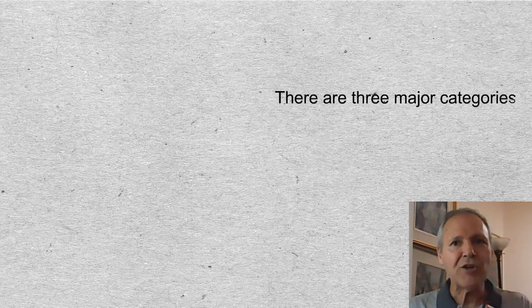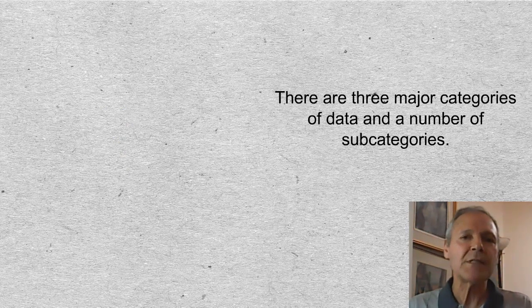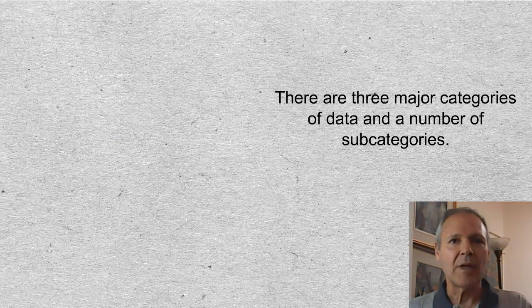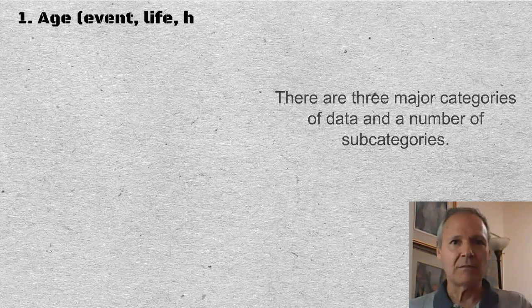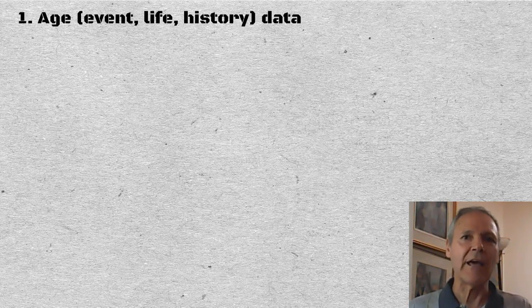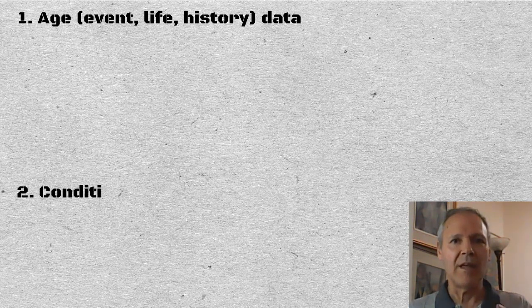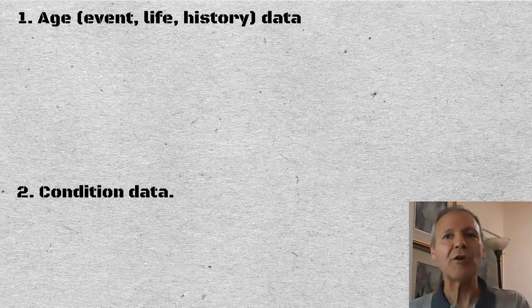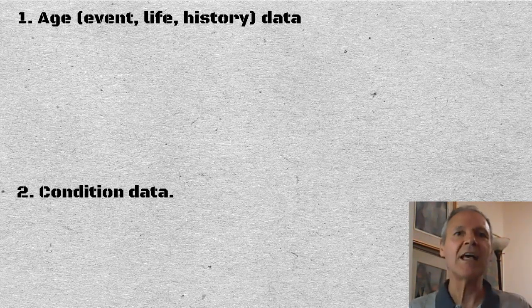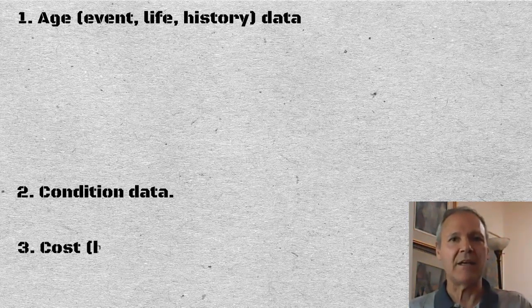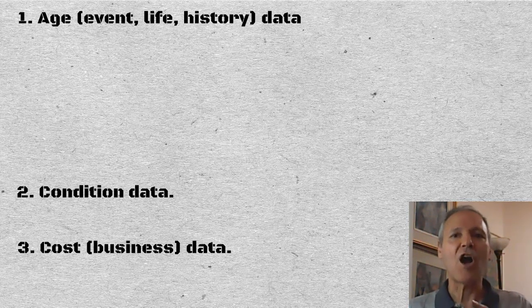There are three major categories of data and a number of subcategories. There's what we call age data, also known as event, life, or history data. Then there is condition monitoring data, also known as condition data. And finally, we have business data, which is sometimes called cost data.